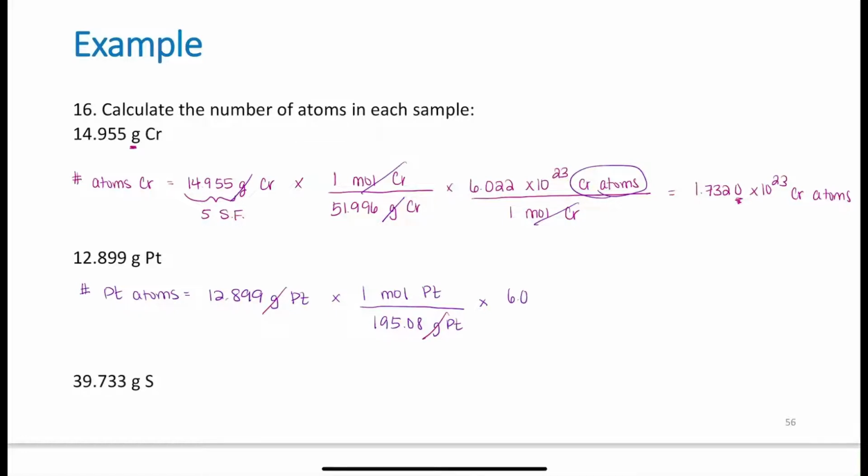Now I can go ahead and use Avogadro's number, 6.022 times 10 to the 23rd platinum atoms per 1 mole of platinum. That cancels my moles of platinum and gives me platinum atoms. And my answer here, 3.9818 times 10 to the 22nd platinum atoms.